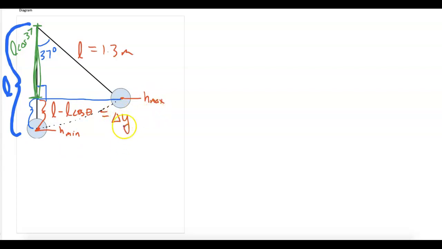It's how far this ball has fallen. Let's go ahead and do that. So we're going to say, I want to know what is delta y. And delta y is equal to the length minus the length times the cosine of the angle. Our length here is 1.3 meters minus 1.3 meters times the cosine of 37.